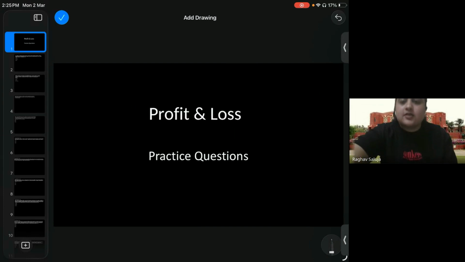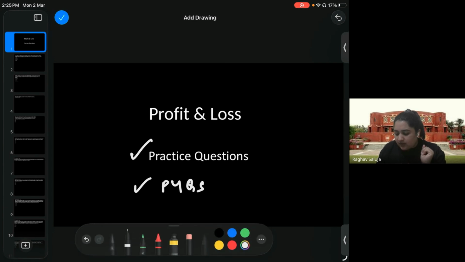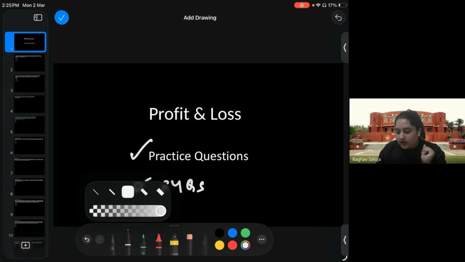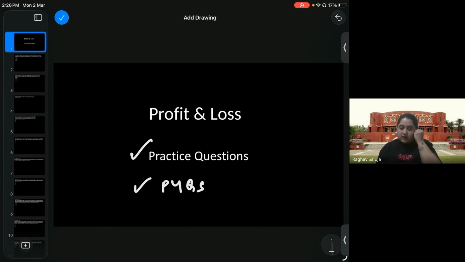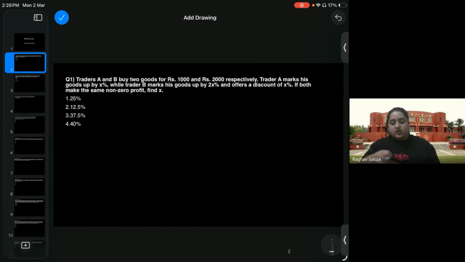Hi guys. So today we are going to practice some questions of profit and loss. Raghav covered the concepts in the last class. So today we are going to look at practice questions and some PYQs. And personally, I feel PYQs are the best way of learning. So that is why I'm going to incorporate those questions also. So yeah, let's start with the first question.